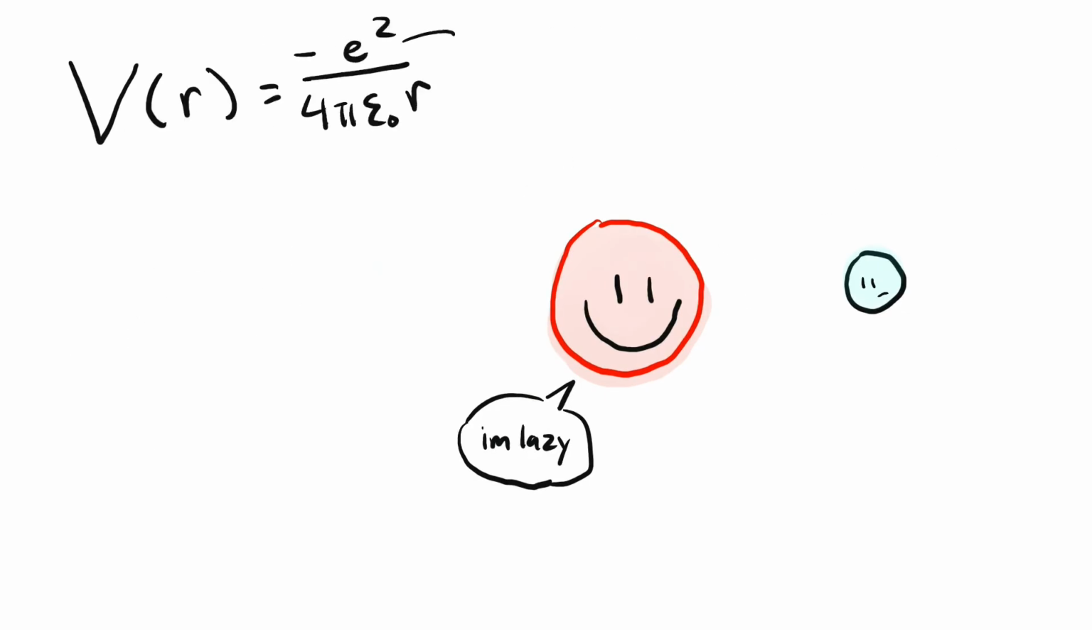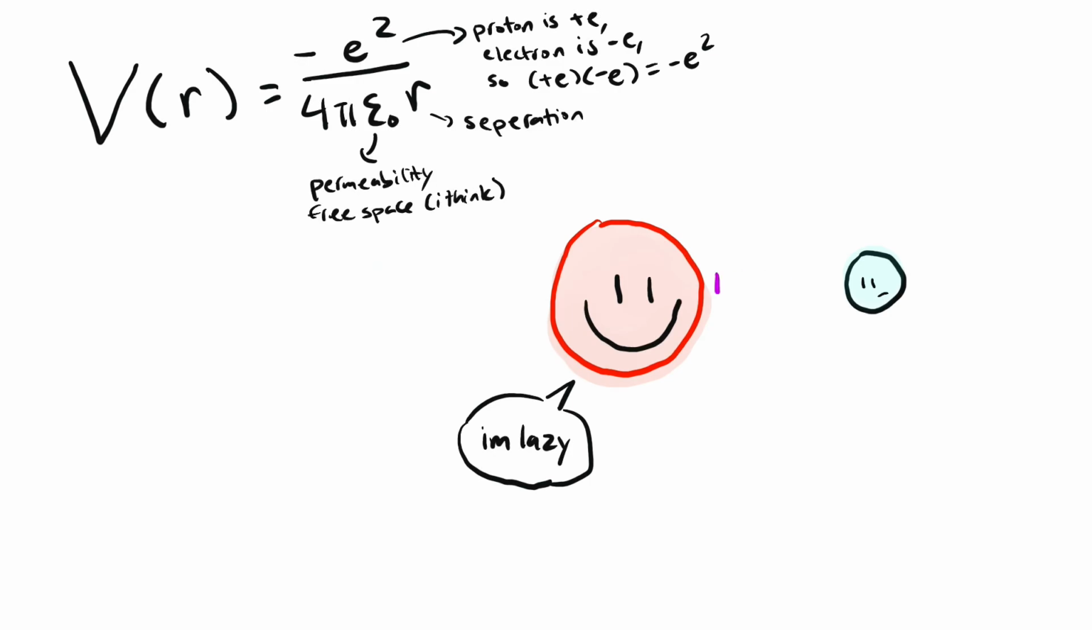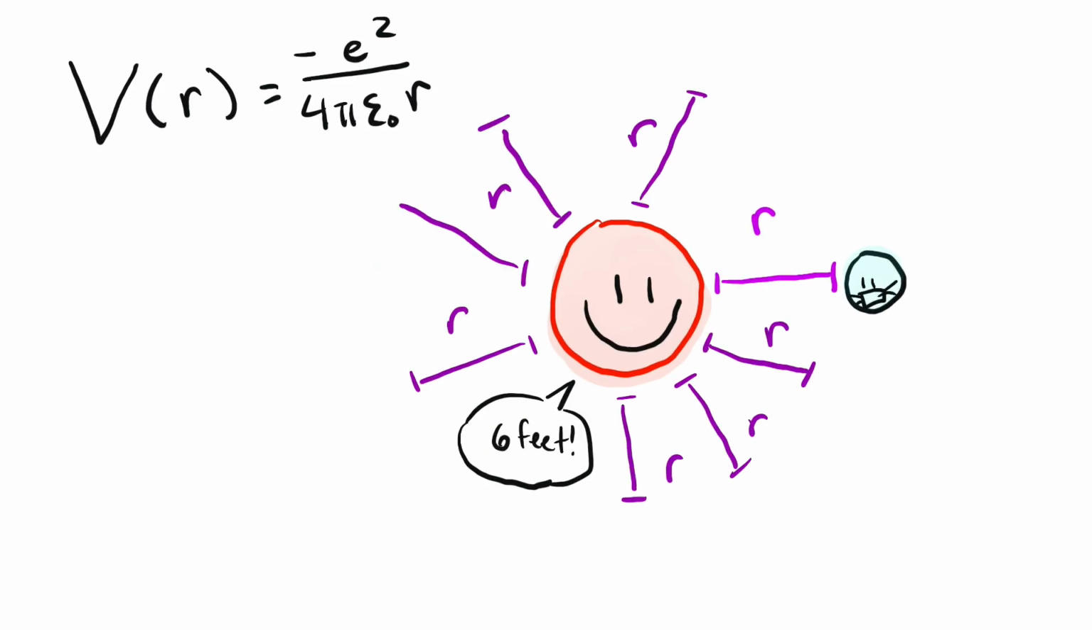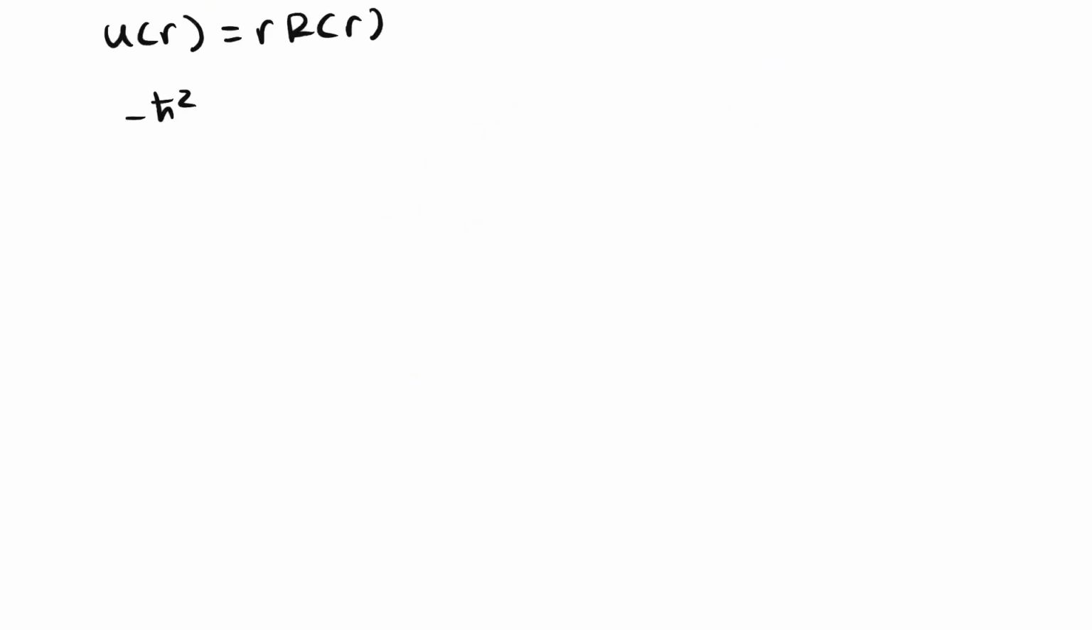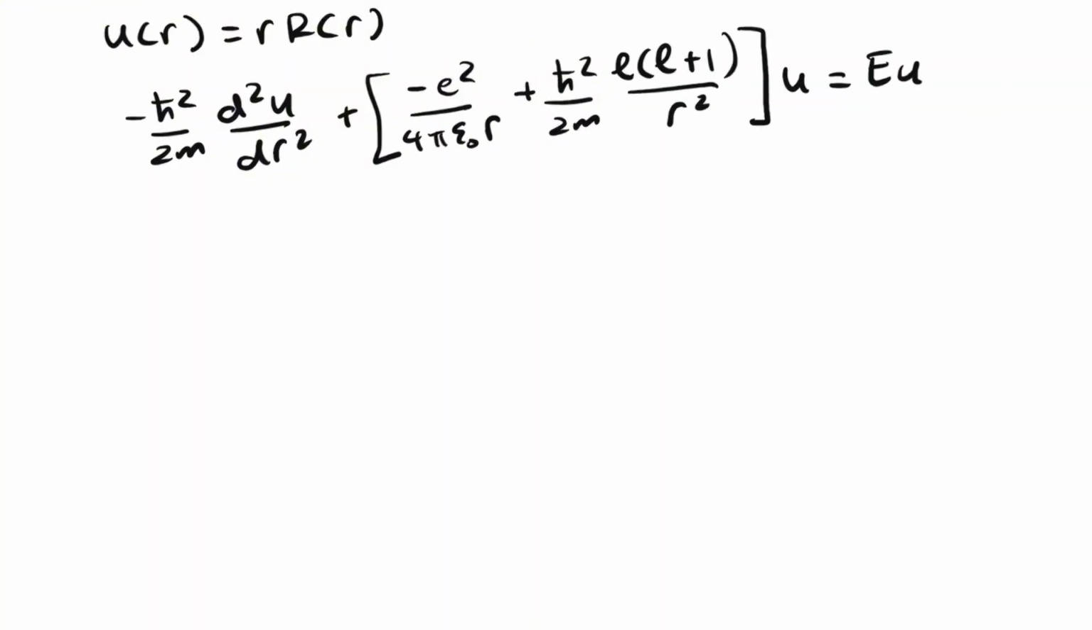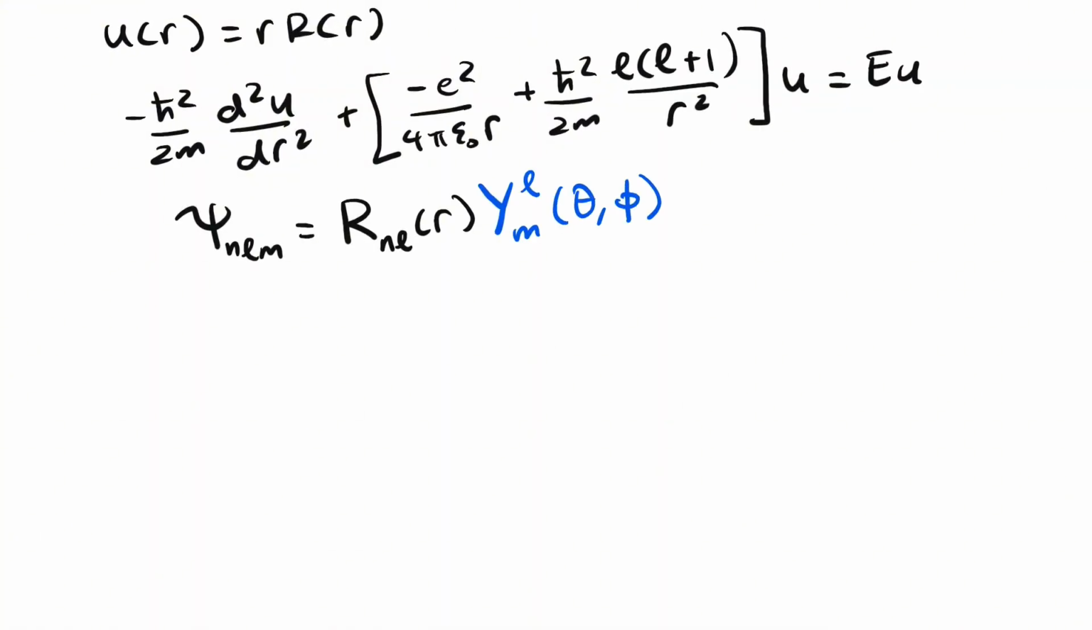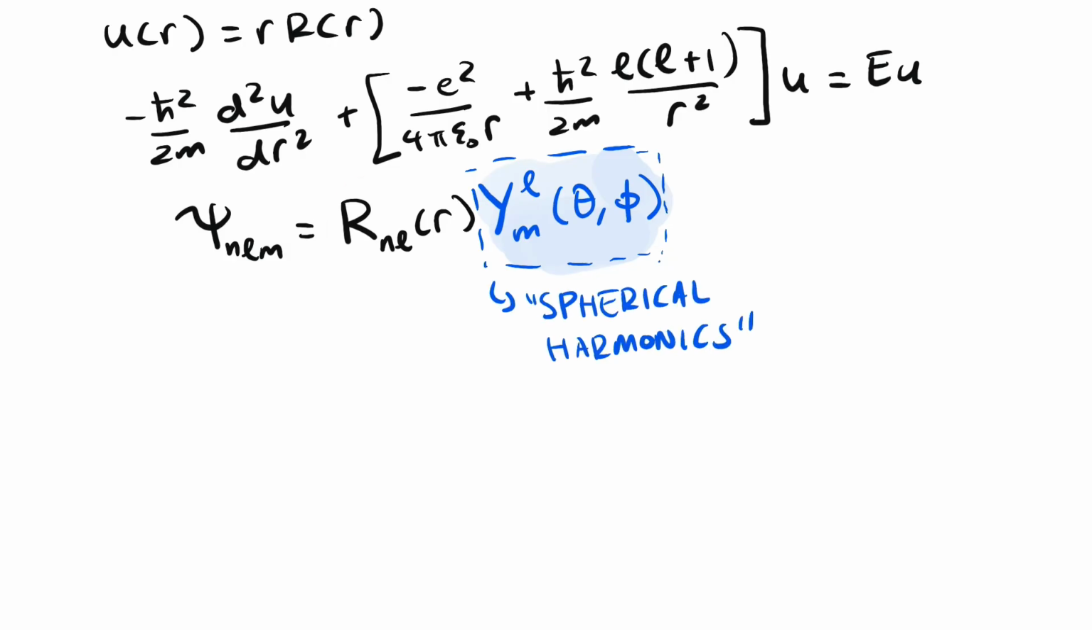The potential energy for the electron-proton system only depends on the distance between the two particles, so we should use spherical coordinates. Since our potential only sees radius, the 3D Schrödinger equation in spherical coordinates reduces to the radial equation. Solving the radial equation will give us the radial part of the wave function, and we'll attach the spherical harmonics in the end to get the full solution.